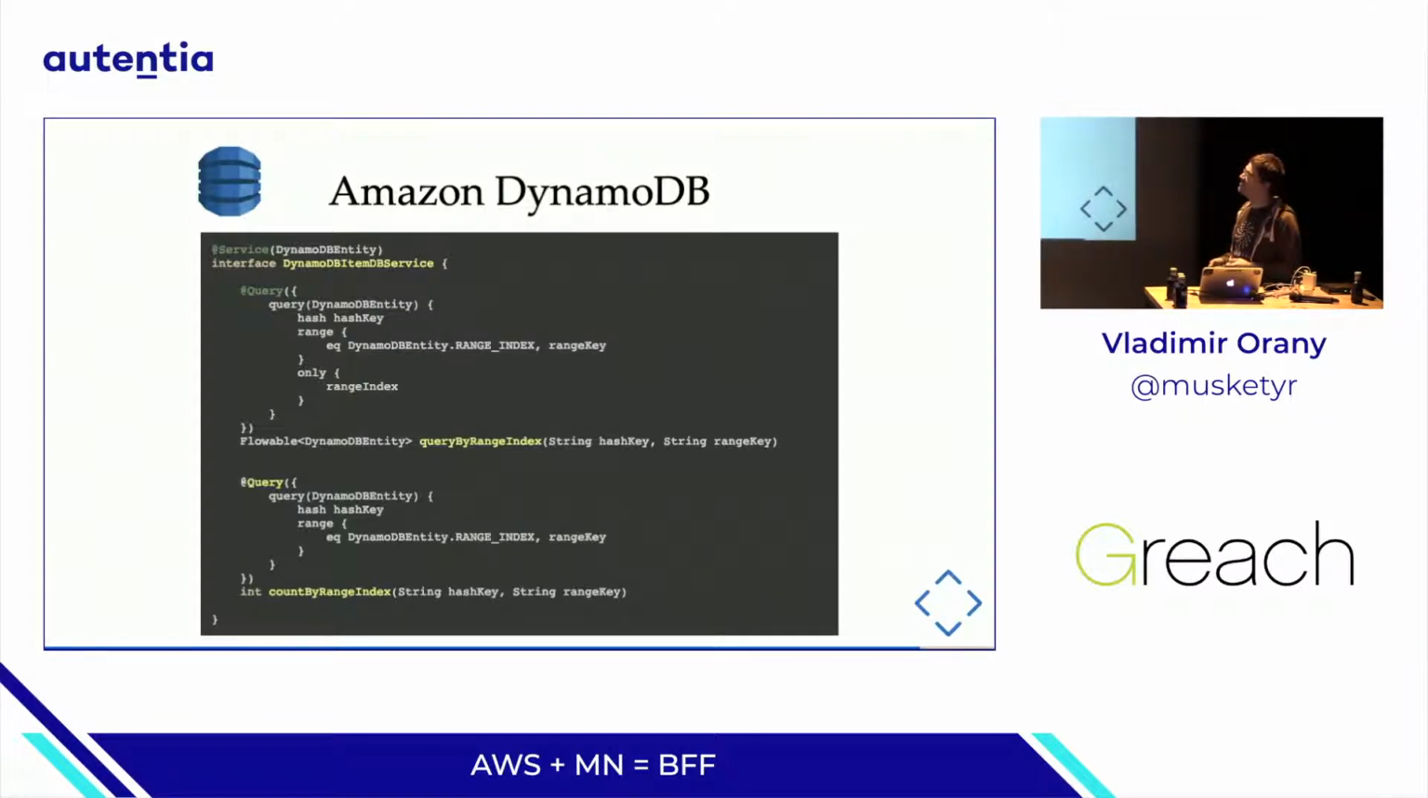I know Mongo is using it, but what you can do is use a different DSL to say, okay, I want to query the DynamoDB entity with this hash key, which is the parameter over here, and with the range query, where the name of the index is equal to this range key, and I only want to return the range index from the query. So this is going to be the DynamoDB entity, but it will be only populated with the range index.